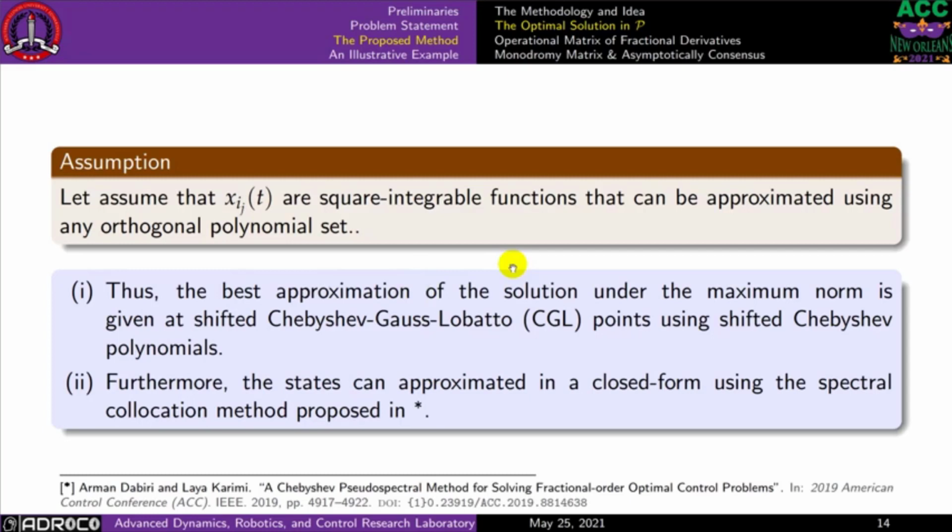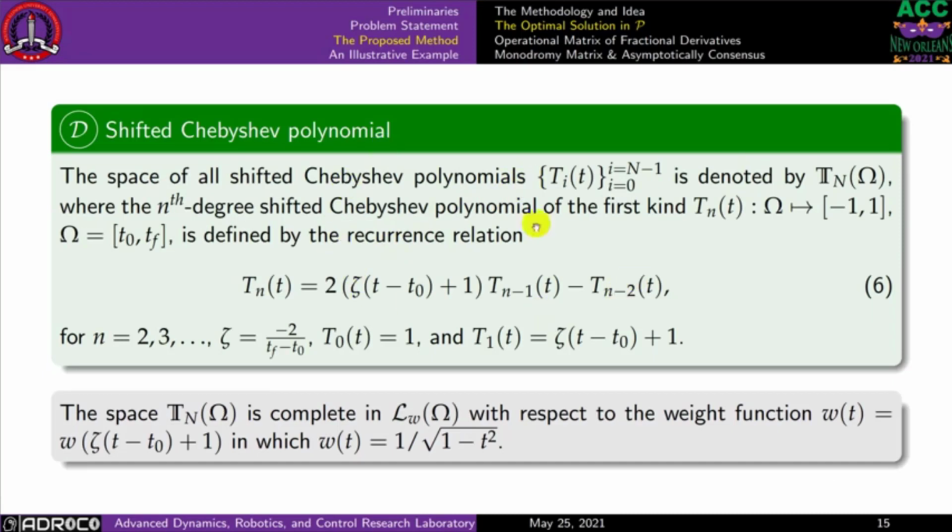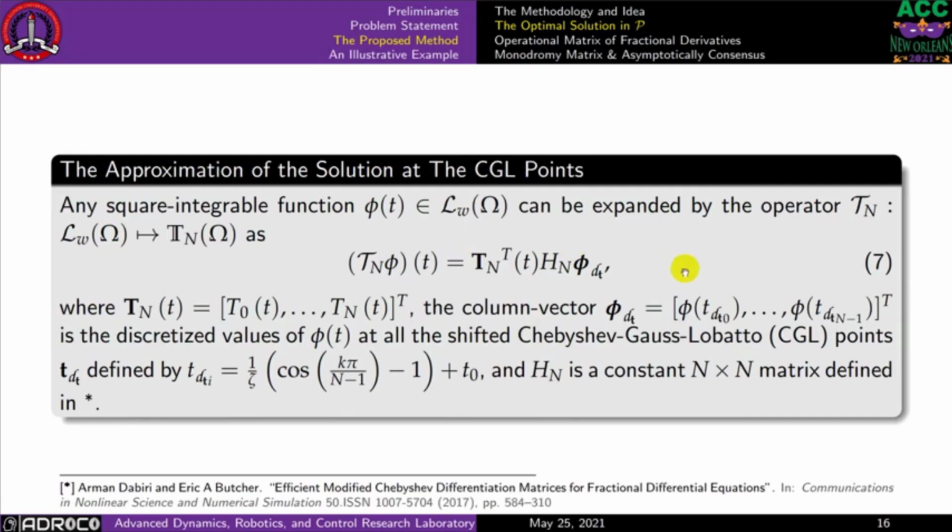Well, we are taking advantage of using orthogonal polynomials by considering the solutions to be square integrable functions. The polynomial we're choosing is a shifted Chebyshev polynomial, which is going to give us the best approximation under the maximum norm. This is a general form of the Chebyshev polynomial with the recurrence relation, as you see in equation 6, which are complete in the L_W^2 space, where W is the weight function. And therefore, any function can be approximated in the form of equation 7.